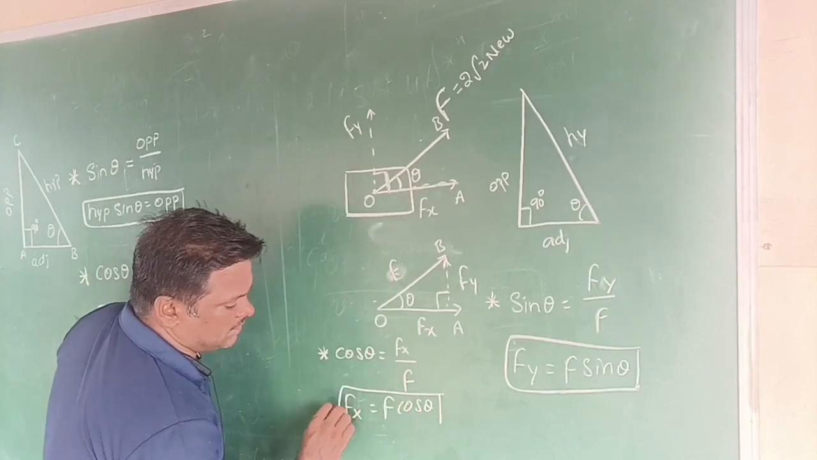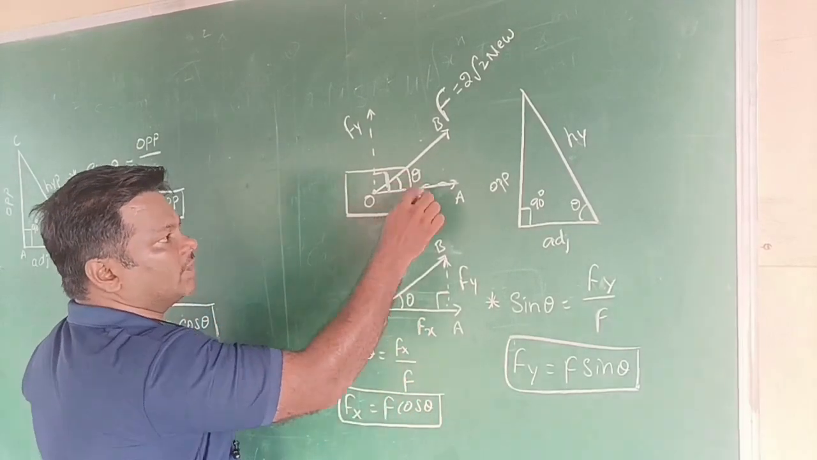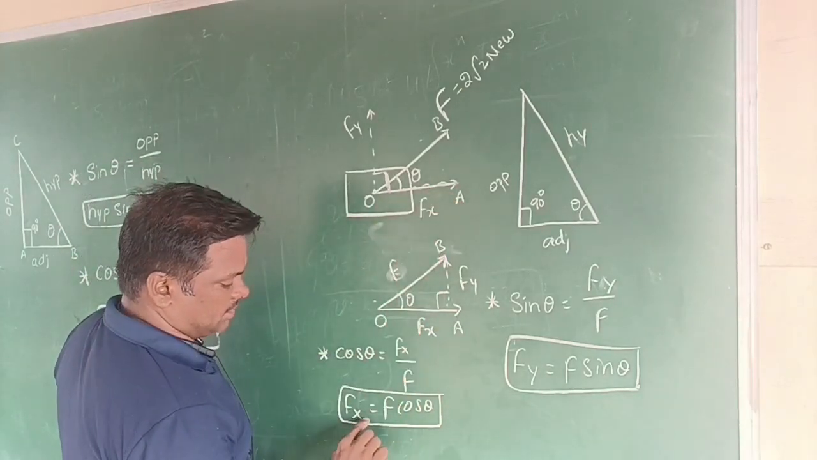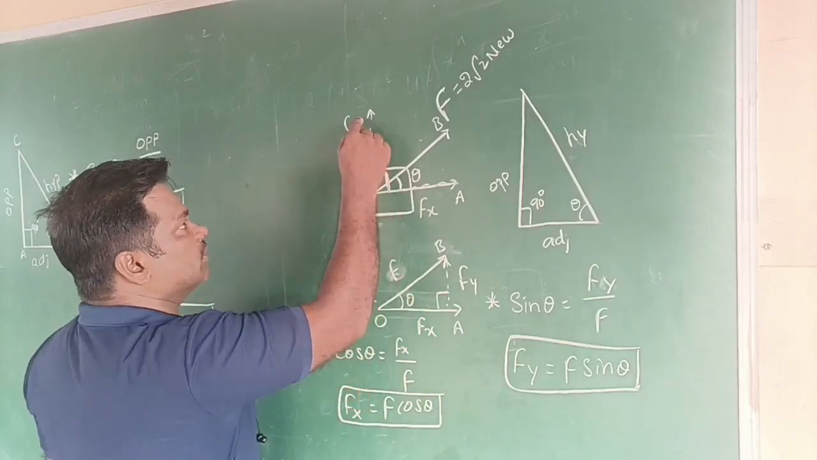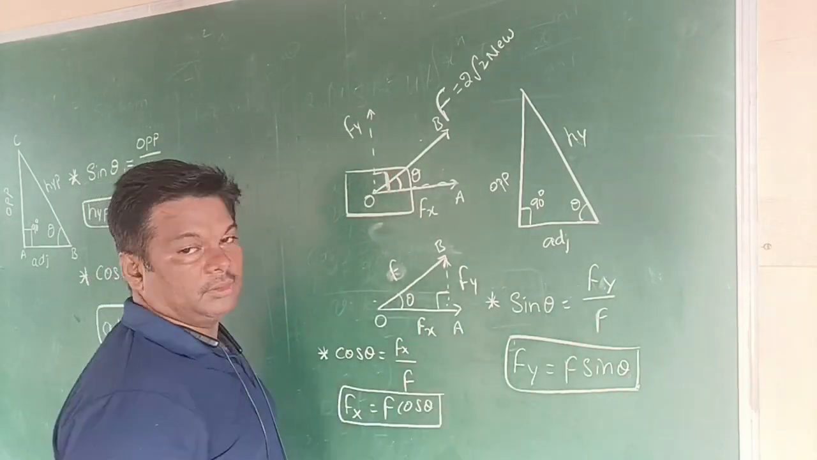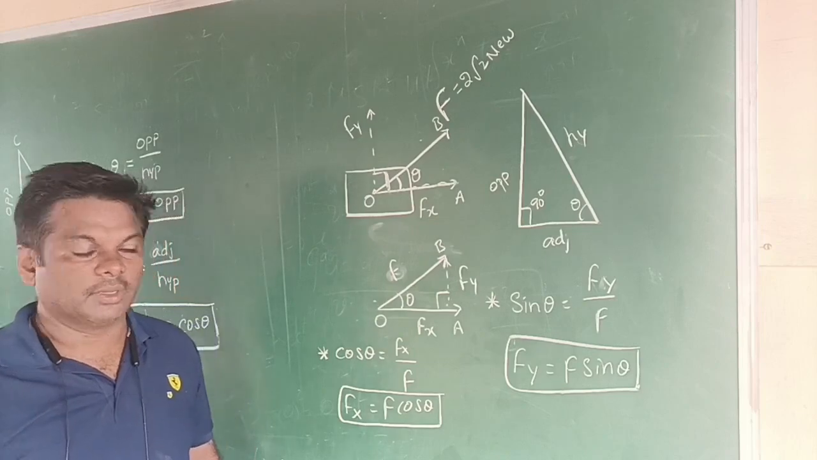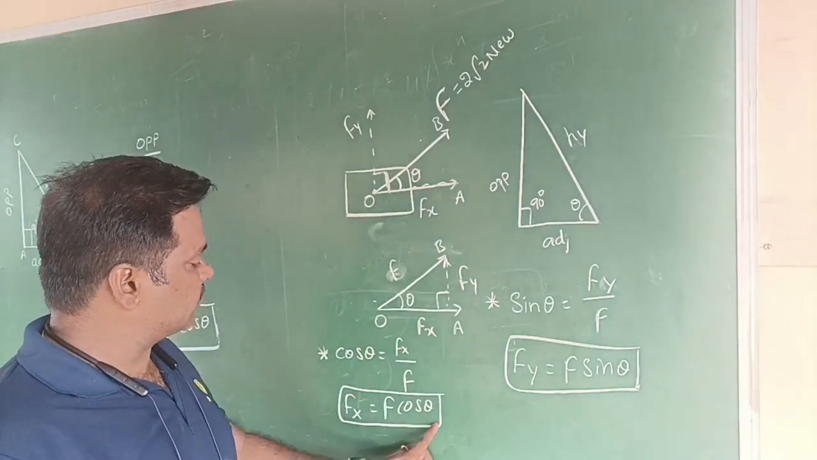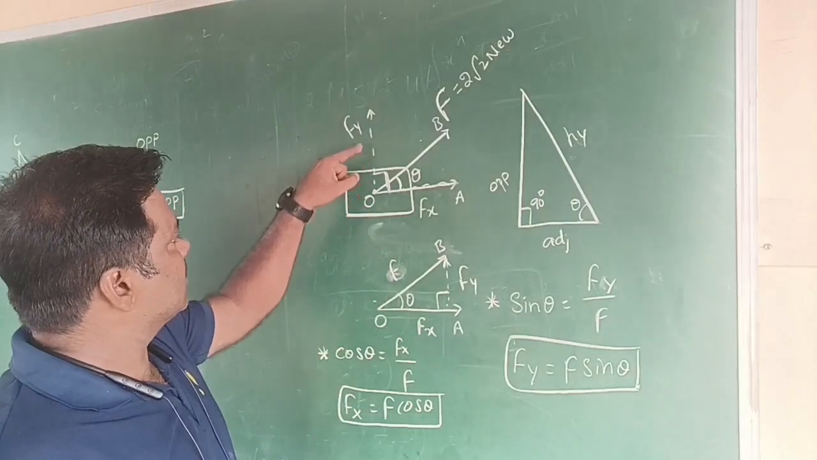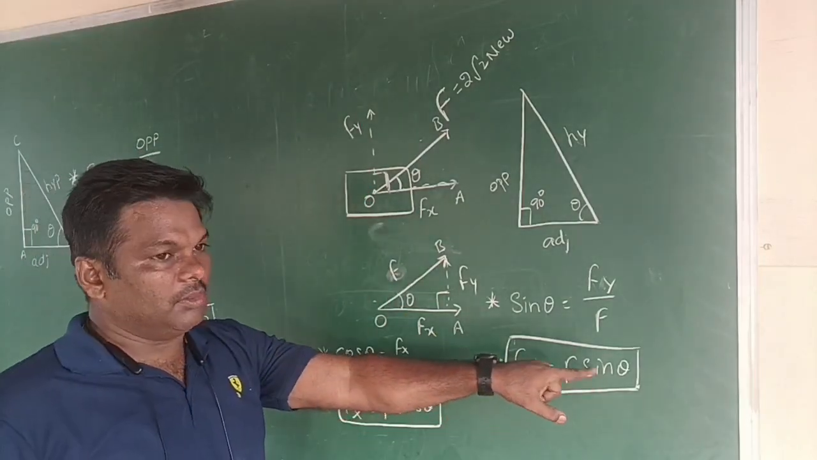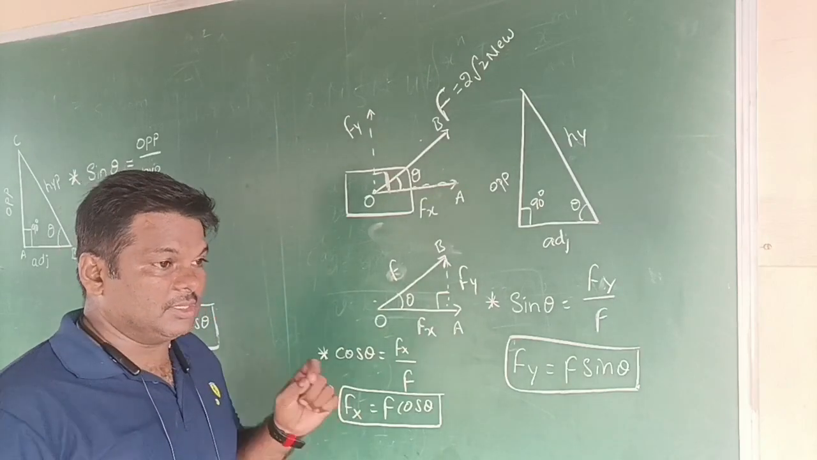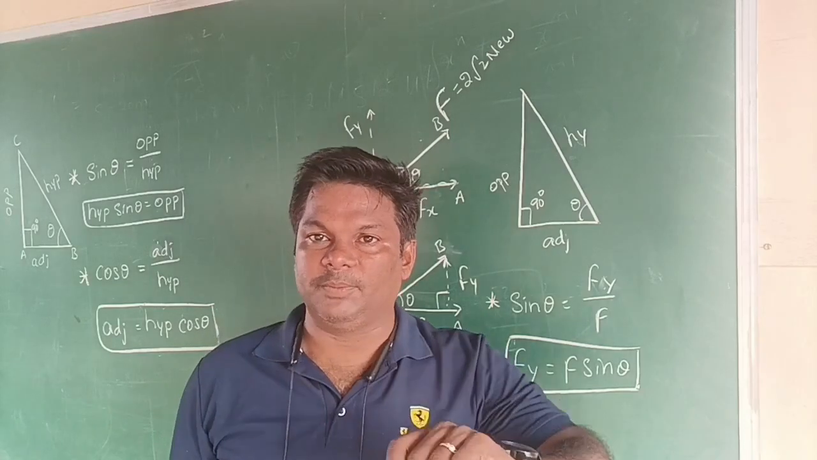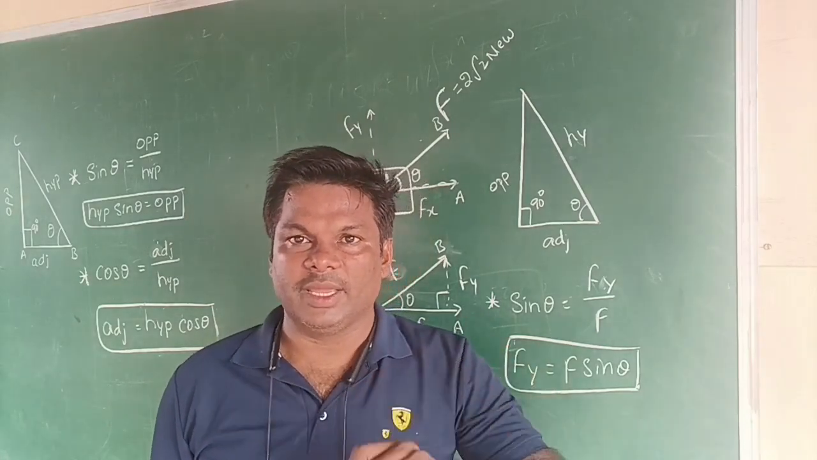So when the force is acting at an angle theta with the x-axis, what is its horizontal component? Fx is equal to F cos theta. What is its vertical component? Fy is equal to F sin theta. This is how, by using this, we can calculate the force which is split up along the x-axis and y-axis.